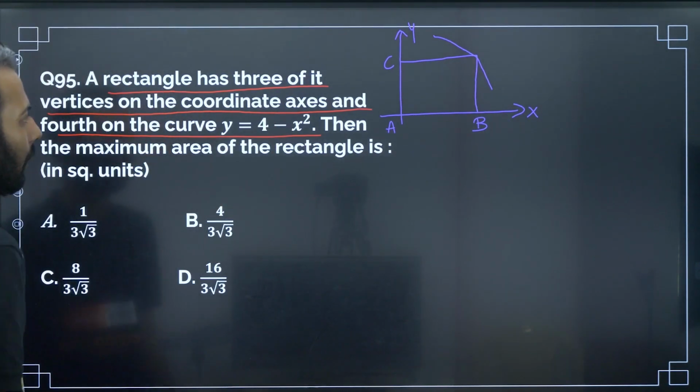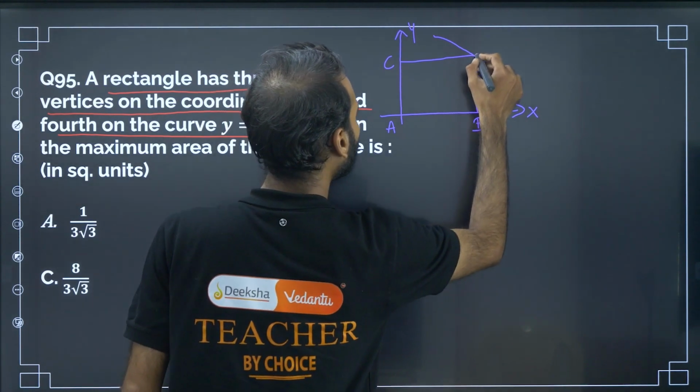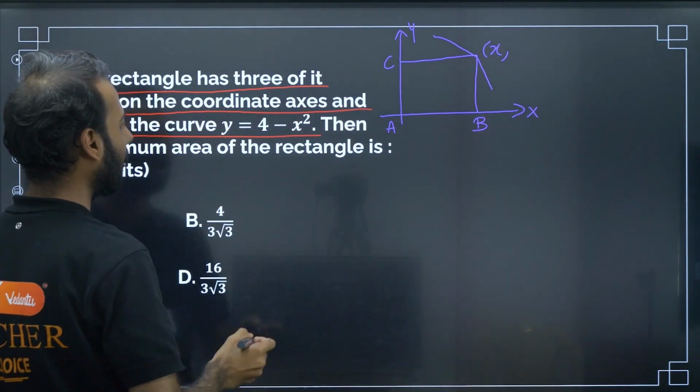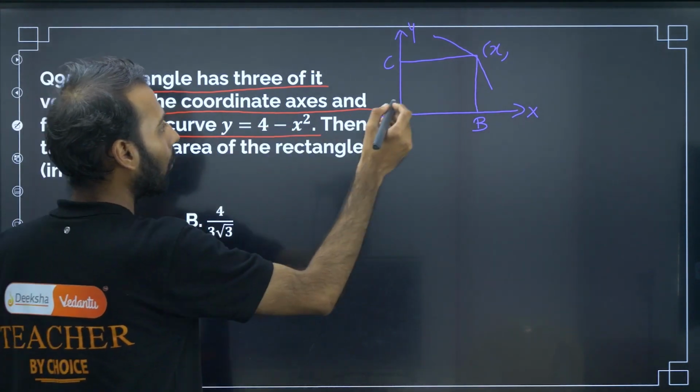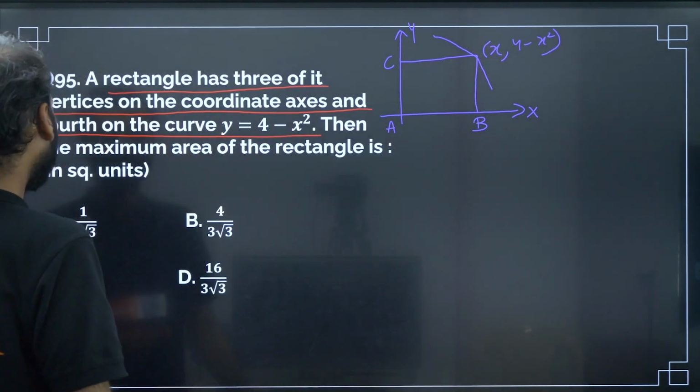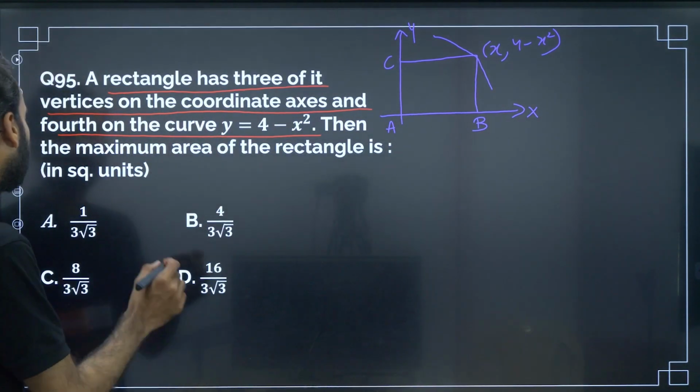Then the maximum area of the rectangle is. Now if I talk about this point, the x coordinate I am assigning as x. When x is x, y will be 4 minus x square.